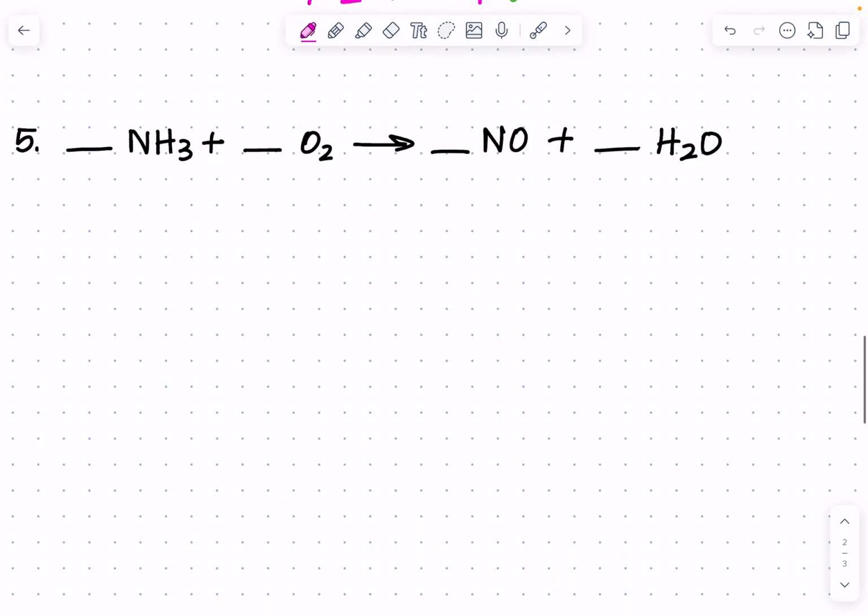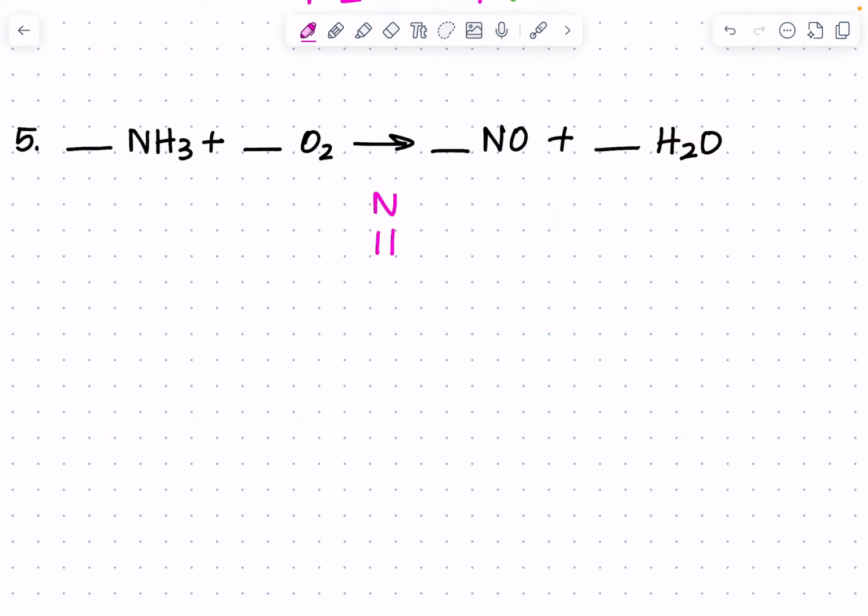All right, and last problem. Here, I don't have any polyatomic ions. I don't have any like OH and waters or anything like that. So we're just counting my elements. Okay, and right now, the only thing I need to fix is my hydrogen. The other 2 are fixed already.